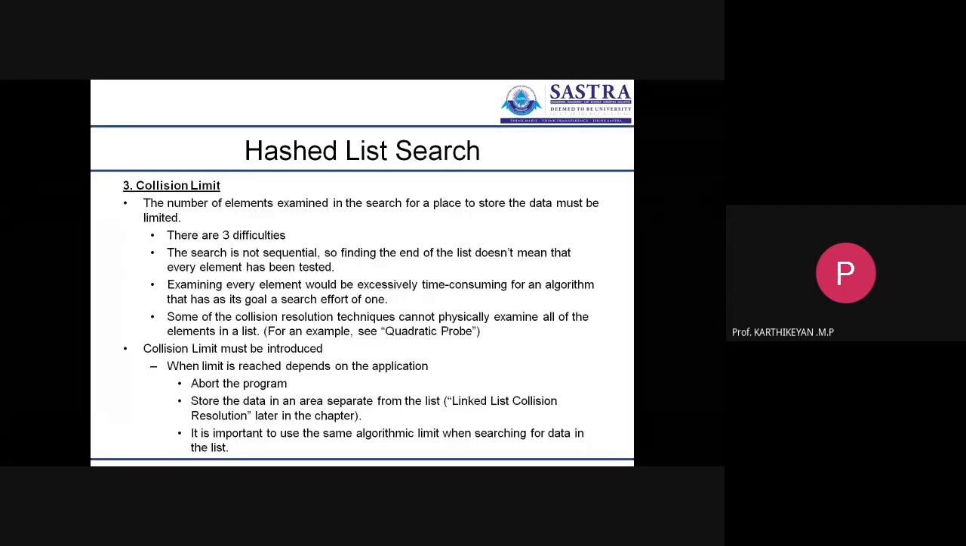One more important thing is to use the same algorithmic limit when searching for data. When you are storing the data, if you fix the limit as 3, then after the third attempt we cannot store the data in the hash list. If you maintain that, then when you search, the same limit we have to maintain. After 3 attempts, you can say that the data is not stored in the list. We need to maintain that limit when storing and retrieving, both times.